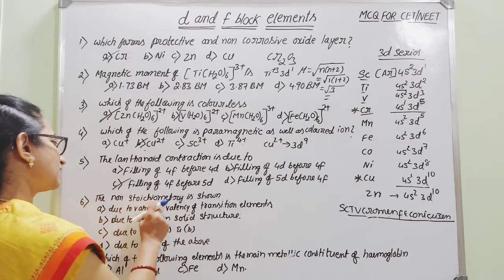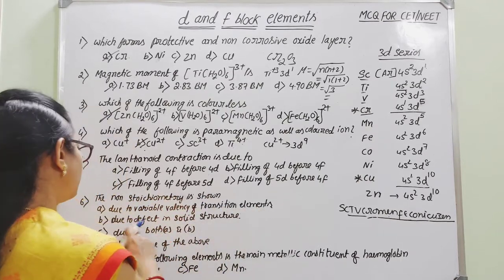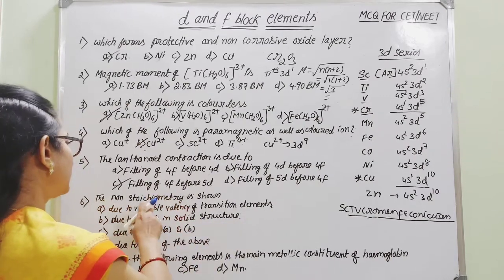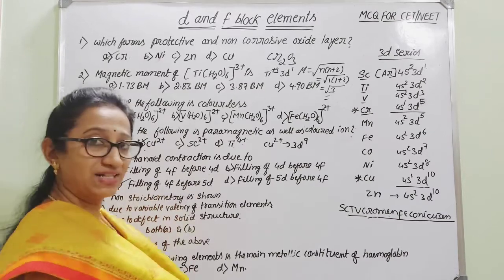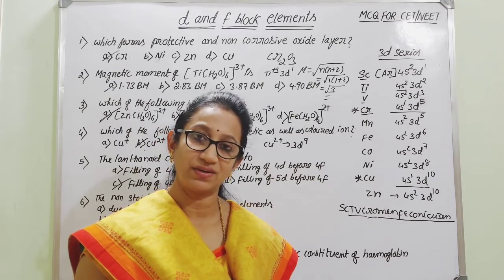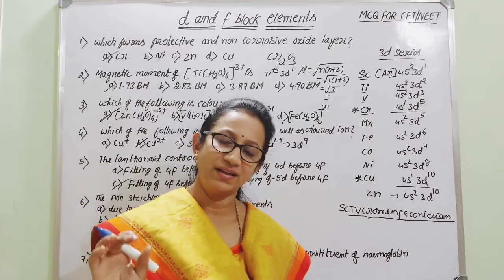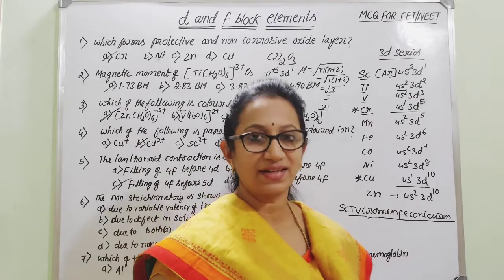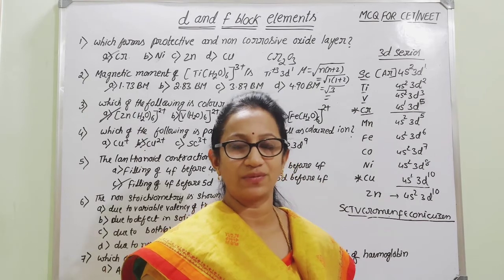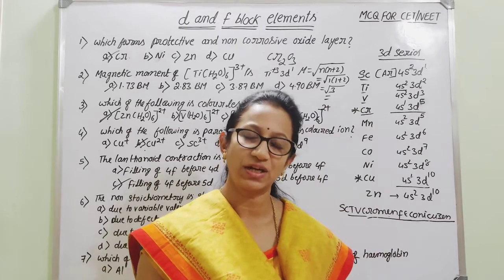Next question. The non-stoichiometry is shown: it is due to variable valency of transition elements, due to defect in solid structure, or due to both A and B, or none of these. Firstly, non-stoichiometry is shown by transition elements. They form non-stoichiometric compounds. Here transition metals have certain defects and they result in the formation of non-stoichiometric compounds. Interstitial compounds are said to be non-stoichiometric in nature.